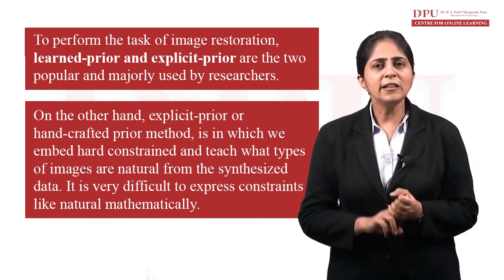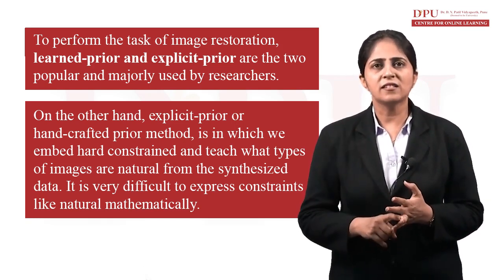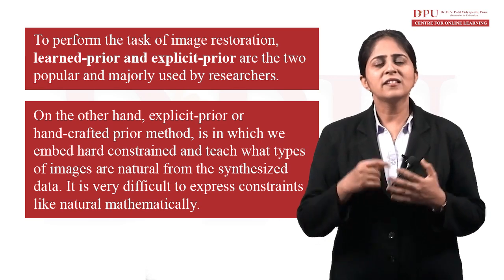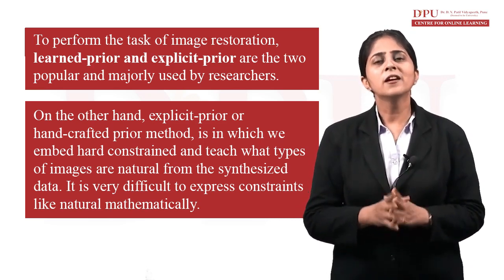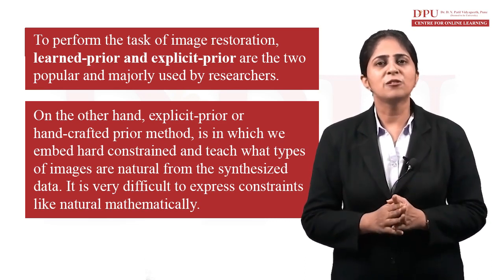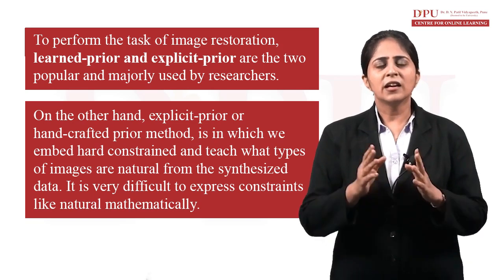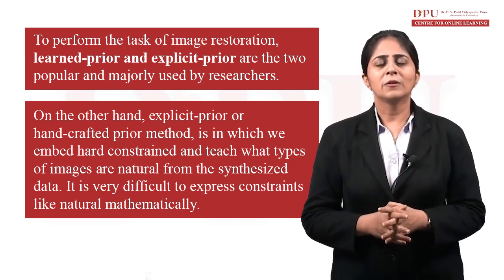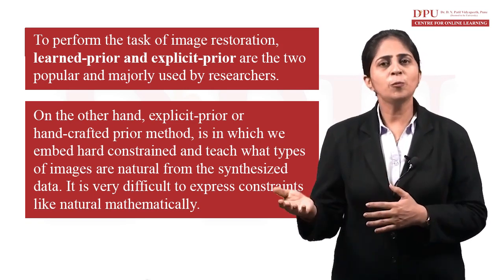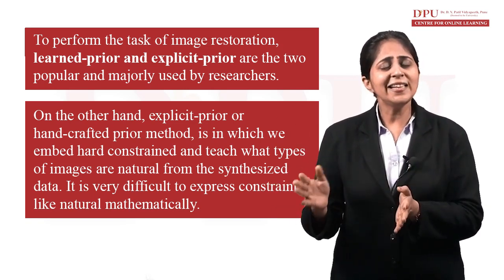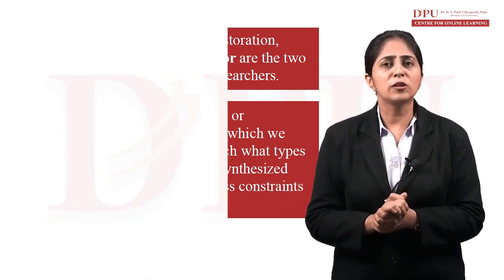So there are basically two methods for the purpose of image restoration. The first is the learned prior method and the second is the explicit prior method. These are two methods for doing this deep image prior. That means restoring our images in the original form. That means the input will be the deteriorated image and the output will be the clean image as it had to be when it was original.